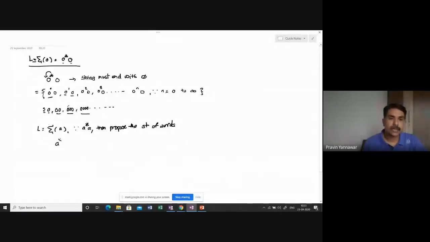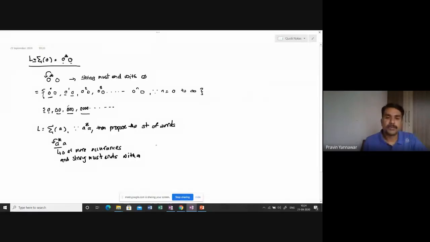Now here you need to write again A star A. So closure is applied on the first A. This means the first A has 0 or more occurrences, and the string must end with A.